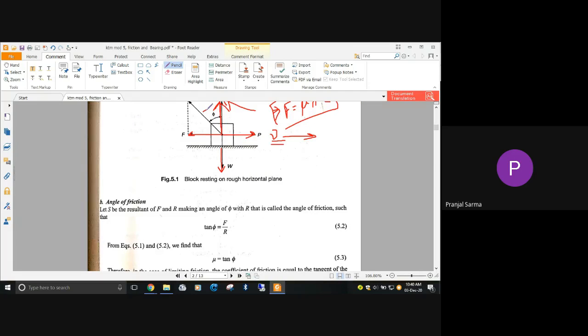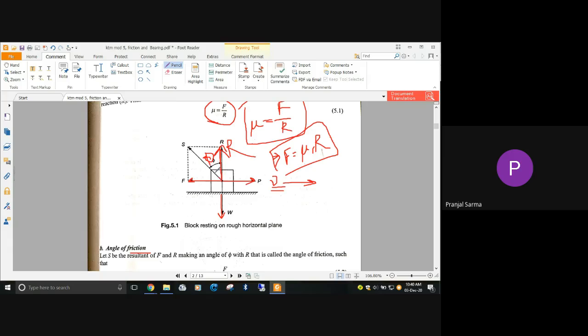So this angle phi that we have seen is known as the angle of friction. So how are they related? You have seen that basically this S is nothing but the resultant, and it is making this particular angle phi, the angle of friction.